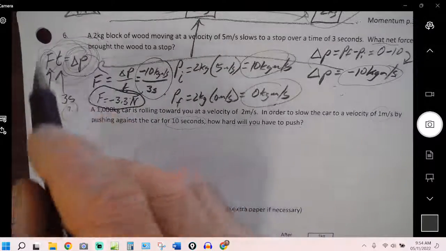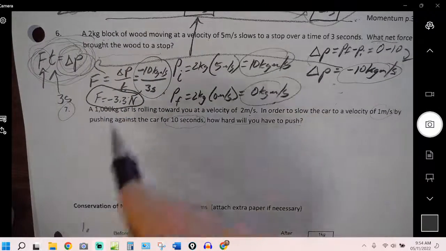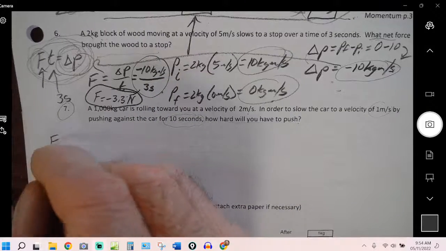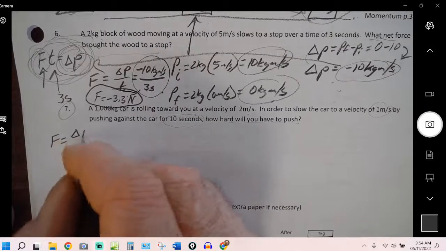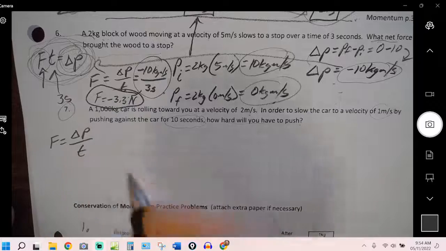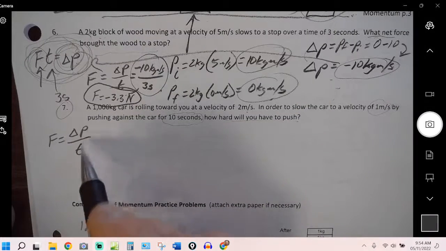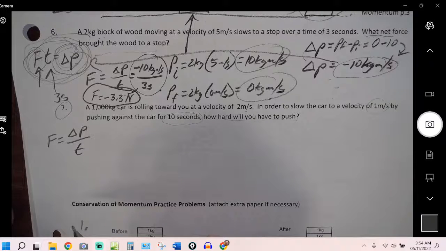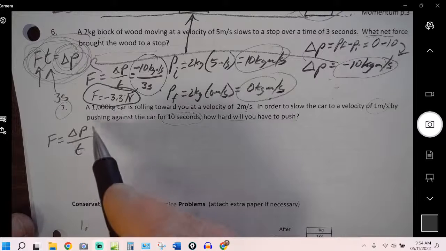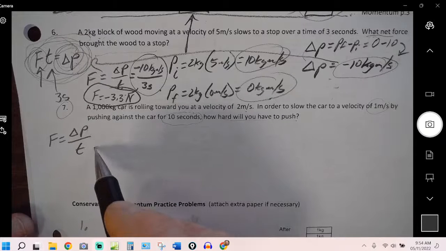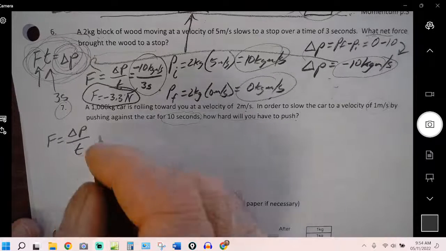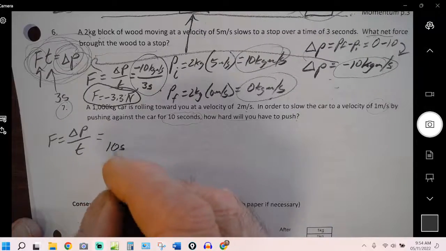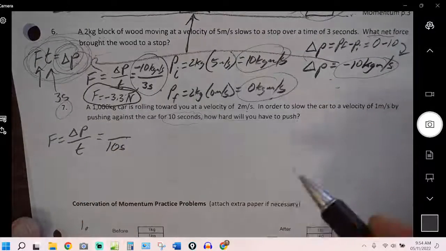So it's the same thing as before. I can just go ahead and write this formula. The force is going to be the change in momentum over time. So if we know these 2 things, we can figure it out. Do we know either of those at this point? Do we know the change in momentum or the time? Time. 10 seconds. So we just need to know the change in momentum.